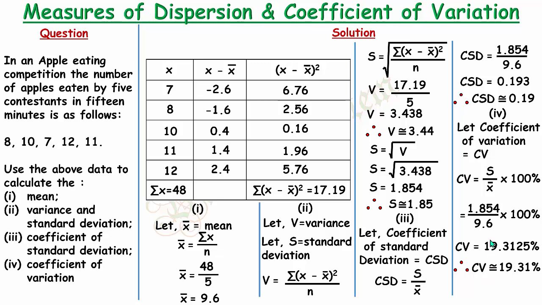Now, as you can see, this problem has helped us to understand how to find two of the measures of dispersion, which are the variance and the standard deviation, and then the coefficient of variation coupled with the coefficient of standard deviation. Okay, so I hope you understood the problem that I've solved.